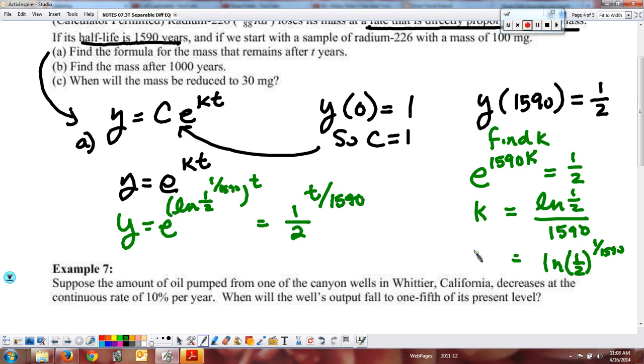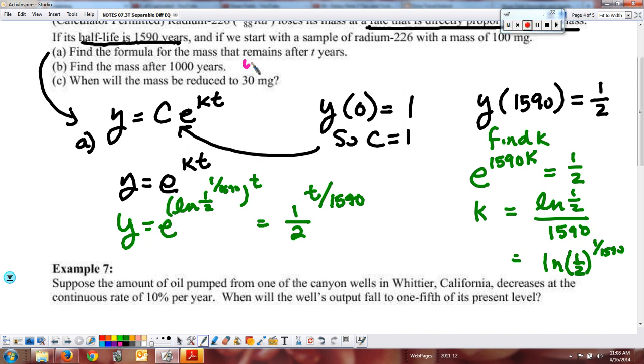So you can kind of skip this part and go straight to here, because you can pretty much memorize: it was a half-life, and divide by the time that it takes to get there. So these are pretty simple. These are almost pre-calculus problems. Part B is you want to find the mass after 1,000 years.